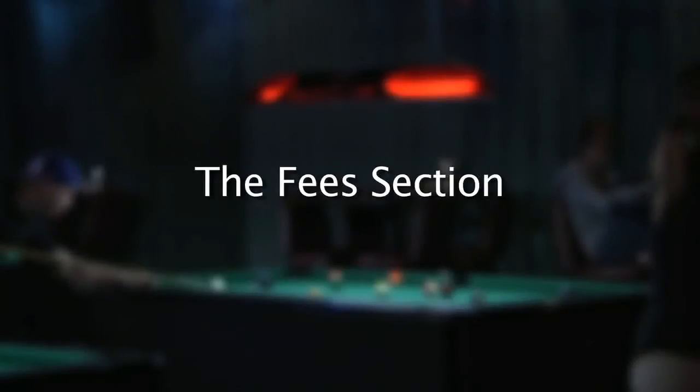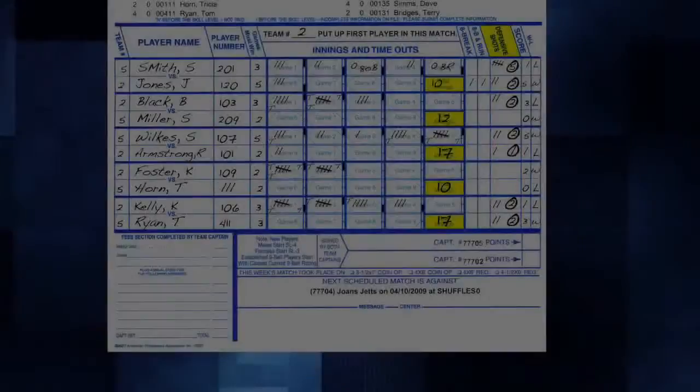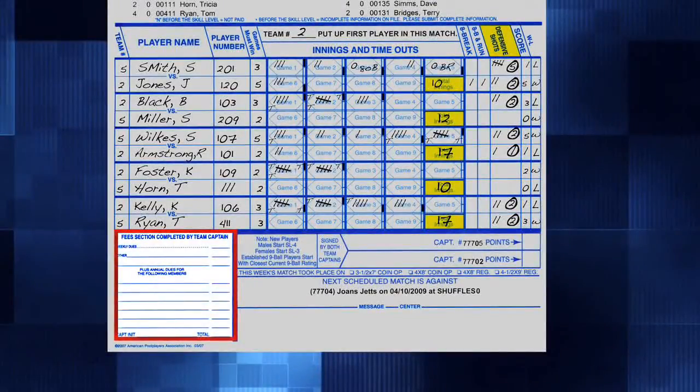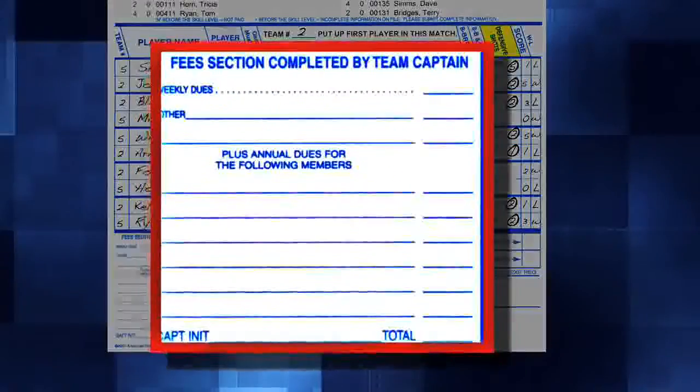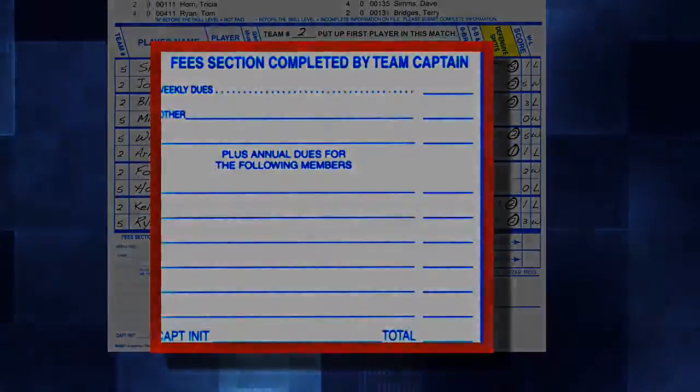Now, let's take a look at the fees section. Team captain should complete the financial section, located in the lower left portion of the score sheet shown here. Make sure that you always itemize the money which is placed in the envelope with the score sheet. It is very important to list annual membership dues with the names of the members who are paying.